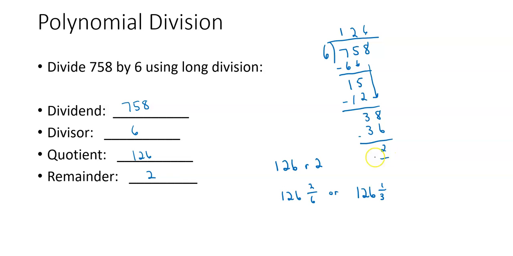The remainder always has to be less than your divisor, okay? Because remember, essentially what we're doing is we're taking 758 items and putting them into groups of 6. So I can make 126 complete groups, and I've got 2 left over. If I had 6 or more left over, I could make another group. So the remainder will never be more than the divisor. By the way, you can go back and check your work: take the quotient, multiply it by the divisor, then add the remainder. So I have 6 groups of 126, plus the 2 left over, which should give me back the 758 that I started with.